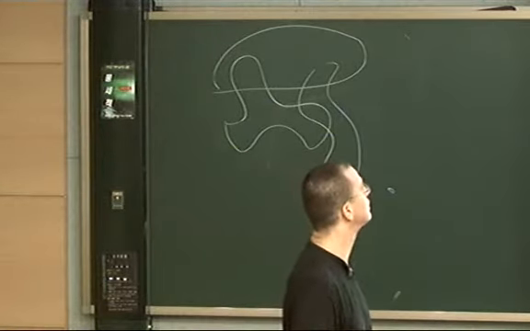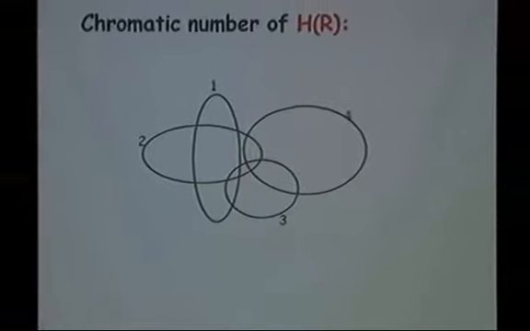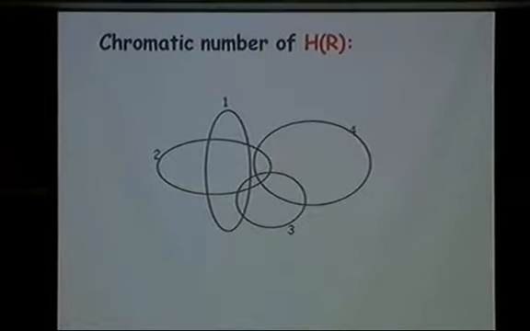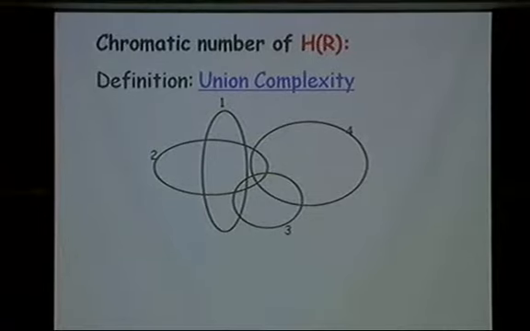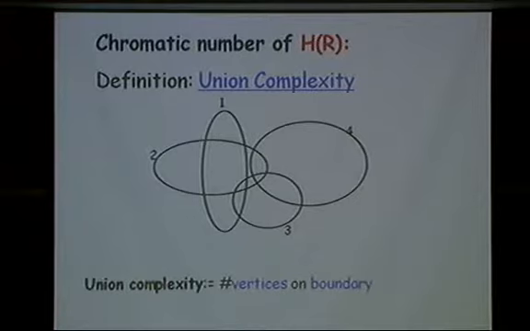So what's the relation between chromatic number and union complexity? If you take a bunch of Jordan regions in the plane, the union complexity is simply the number of vertices, which are intersections of pairs of boundaries, that lie on the boundary of the union of the shapes. If you look at the union of those four shapes, you look at all intersection points of boundaries that lie on the boundary of the union. So this is a point on the boundary of the union, this one, and this one, right? So the complexity here is 1, 2, 3, 6. Okay?